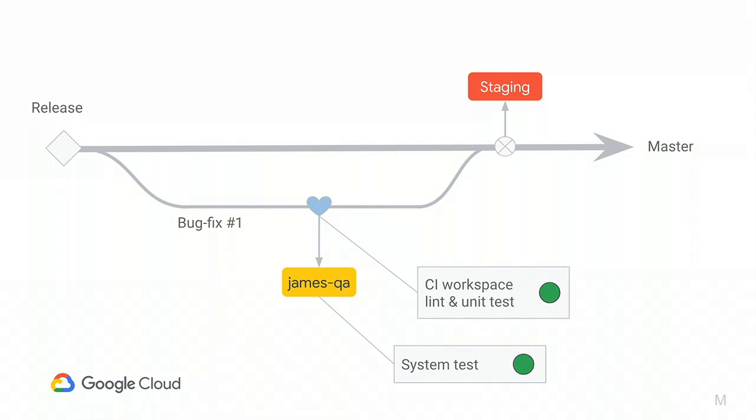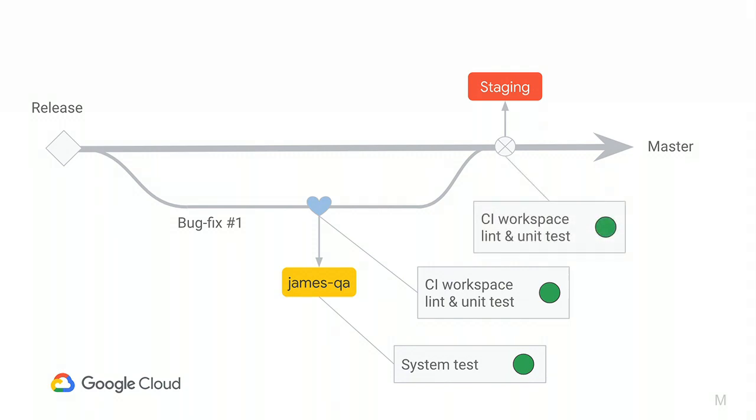It's auto-deployed to James-QA. This is James' own QA environment. And when it's auto-deployed there, there are automatic system tests running there. They run in the context of serverless, so they run on GCP, and you can use all the GCP services and databases and such. They're bigger than unit tests.